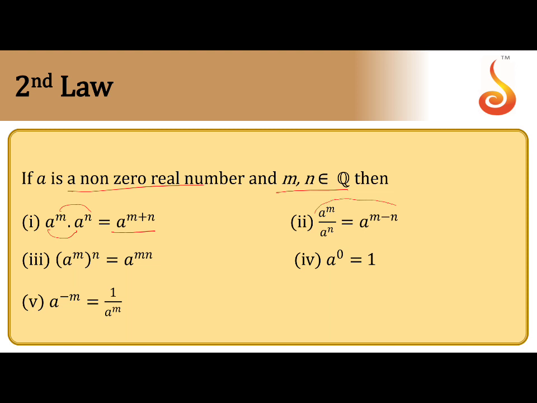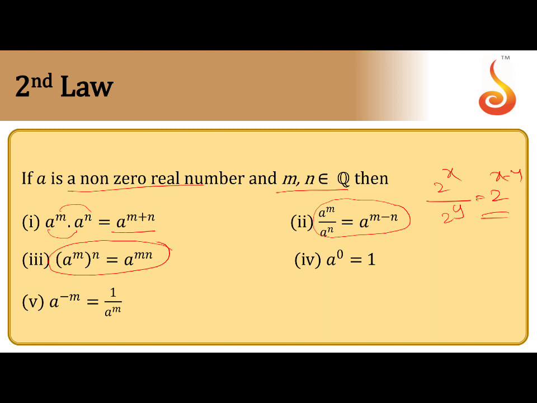Same thing: a power m divided by a power n is a power m minus n. Take this one example: 2 power x by 2 power y. This you can write as 2 raised to power x minus y. So when the bases are same in both numerator and denominator, you can write the base to the power of the difference of the powers of numerator and denominator.